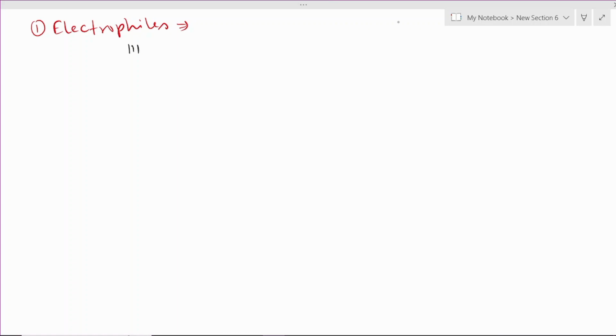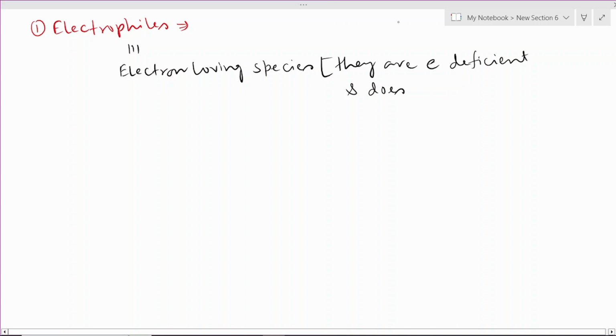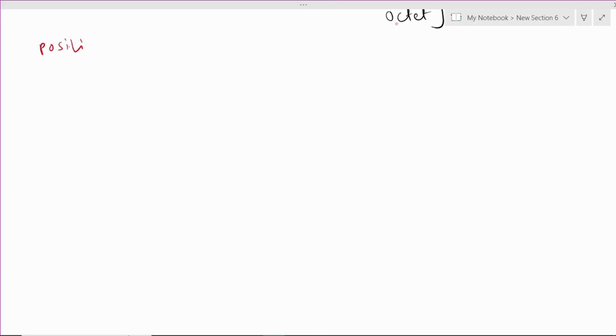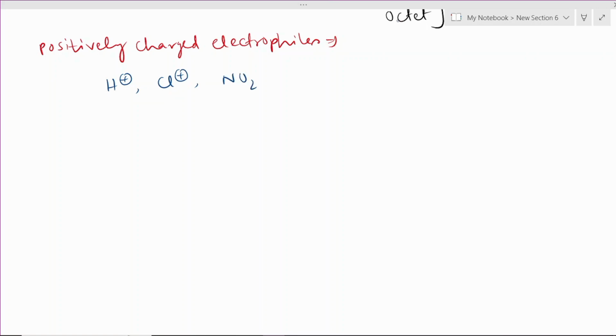So, electrophile means electron loving species, and they are electron deficient and do not fulfill octet. We take some examples of electrophiles. Firstly, positively charged electrophiles. Those are H plus, Cl plus, NO2 plus, etc.